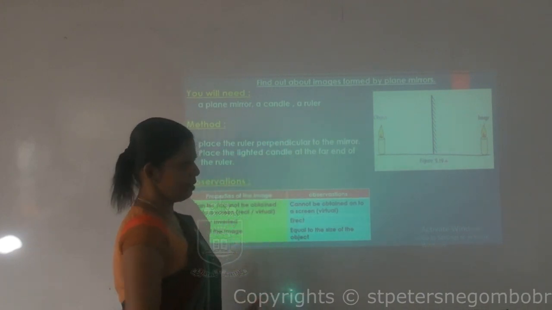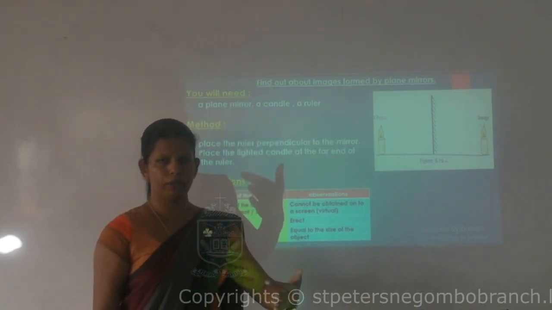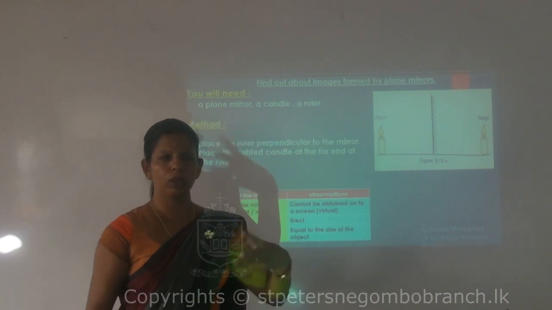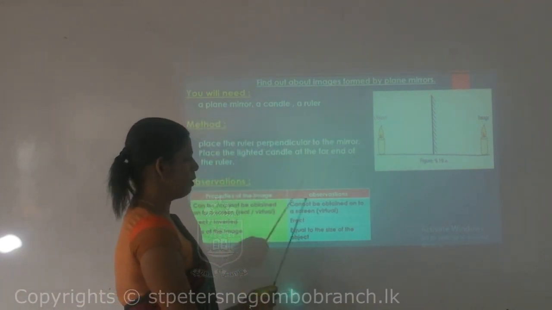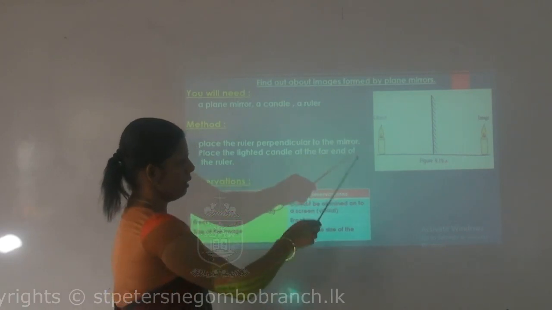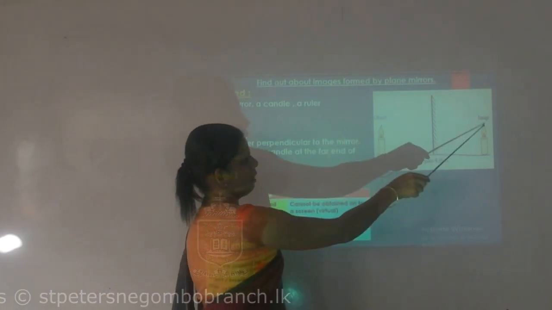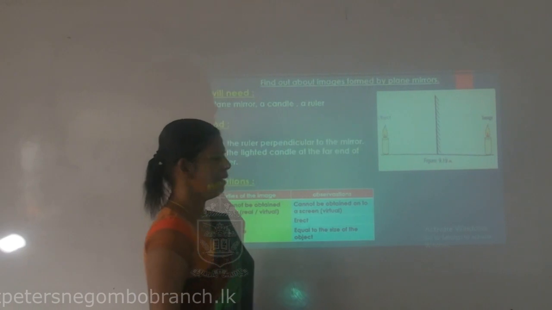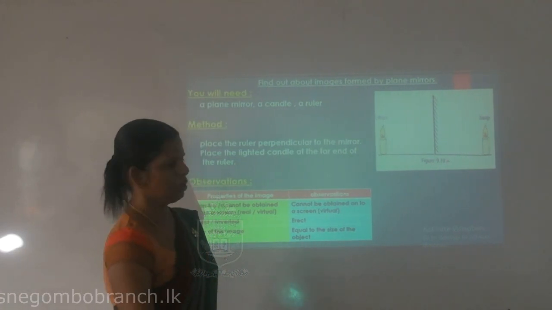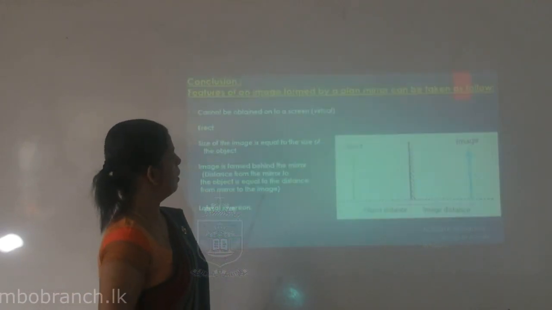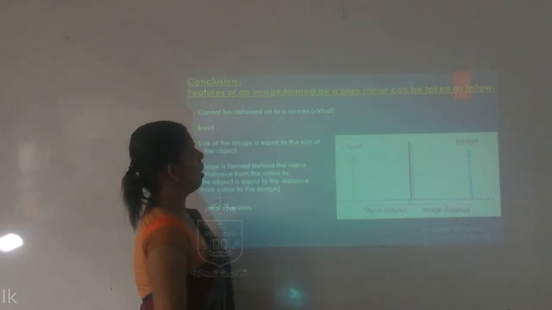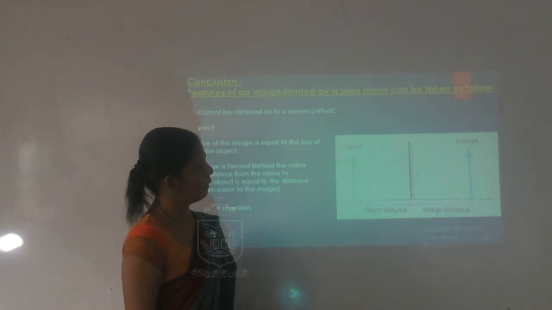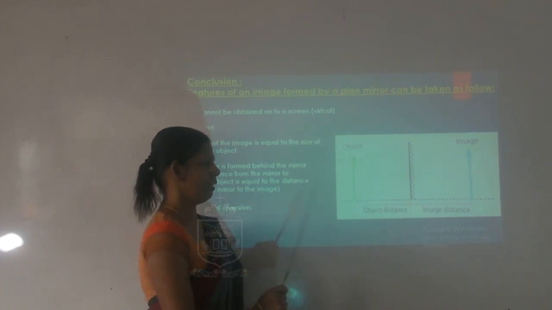The other one is that the image is erect. When you go in front of the mirror, you can see you are on the same side. And it is equal to the size of the object. You can see the object size and the image size. Then my dear children, now we are going to talk about the features. Features of an image formed by a plane mirror can be taken as follows.